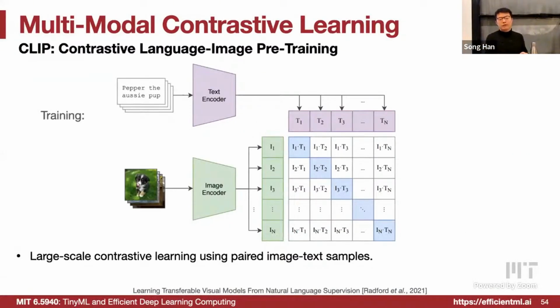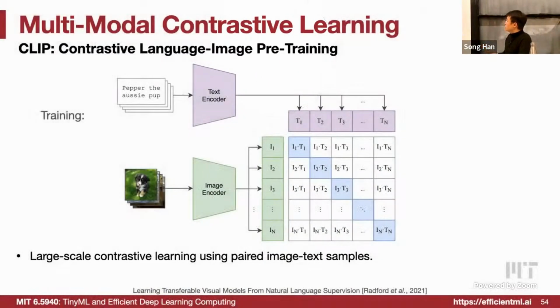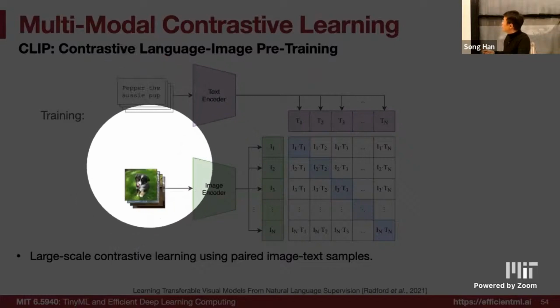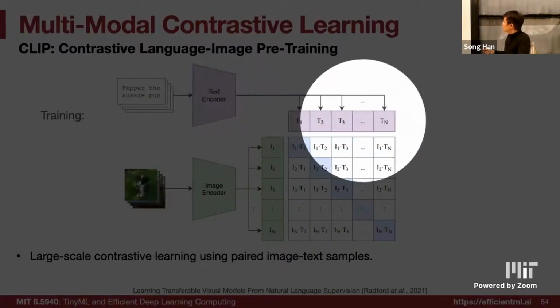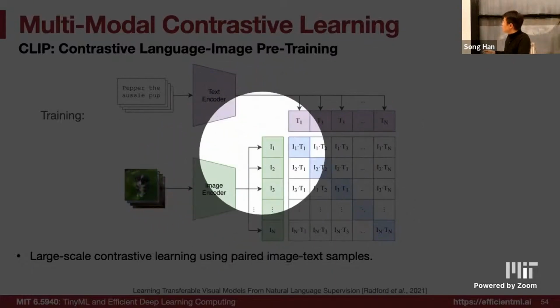We can also apply multi-modal contrastive learning. Multi-modal means here we can learn between the text and also the image. A famous work is Contrastive Language-Image Pre-training. During the training time, we have a piece of language and we have an image. We pass the language into a text encoder and get the embedding, and also we pass the image through the image encoder and get the image embedding.